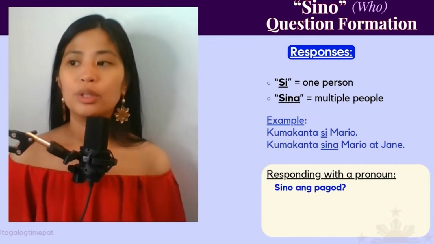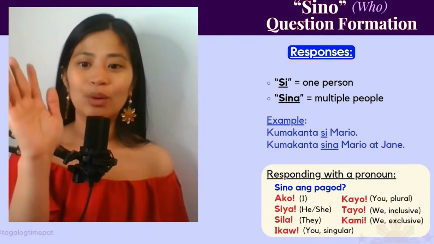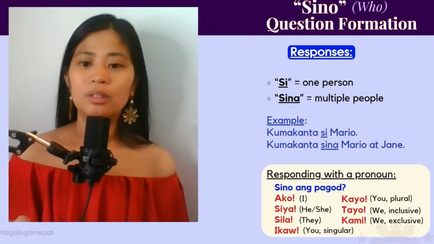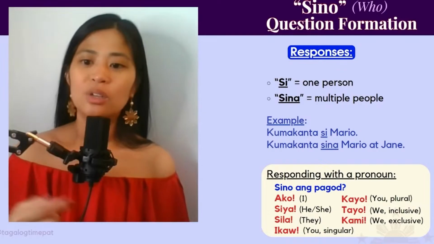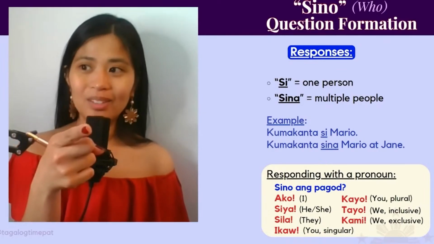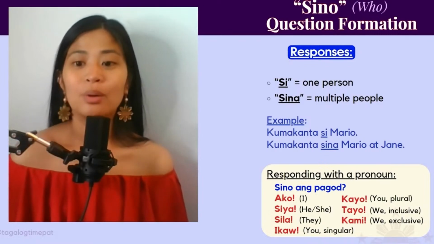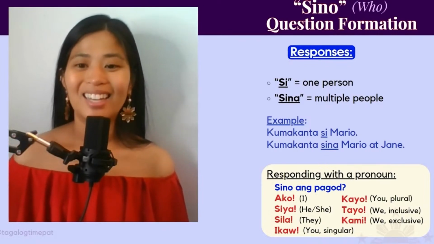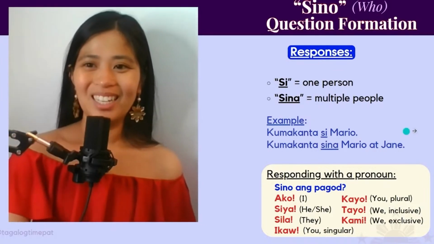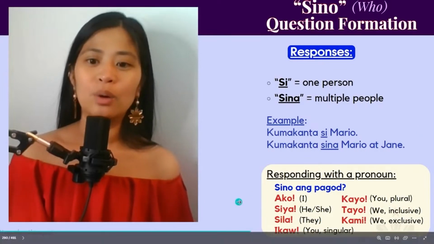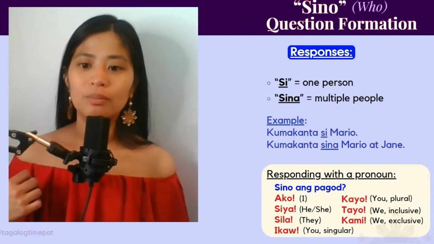Now you can also respond with a pronoun. So, sino ang pagod? Who's tired? You can say, ako, me. Or sino ang pagod? Siya. He is. Sino ang pagod? Ikaw, you. You are tired. So you can just respond with a pronoun. So I would say that, sino ang pagod? Ako. Just say ako. Keep it easy, right? And then here are the different pronouns. So ako is I, siya, he or she, so that's gender neutral.